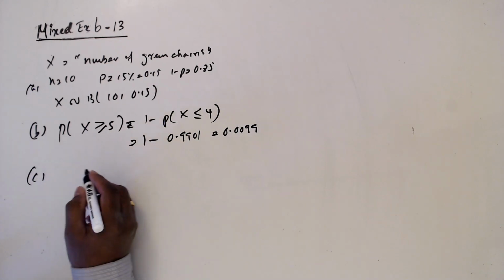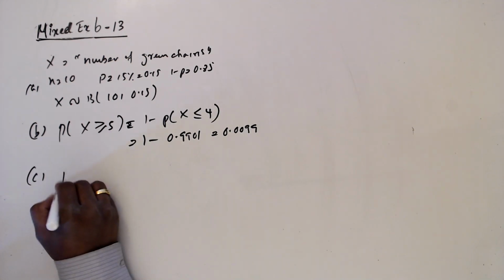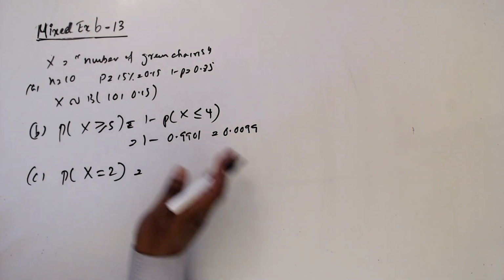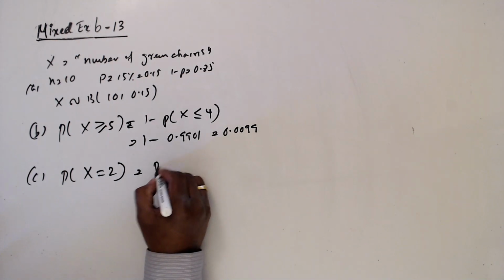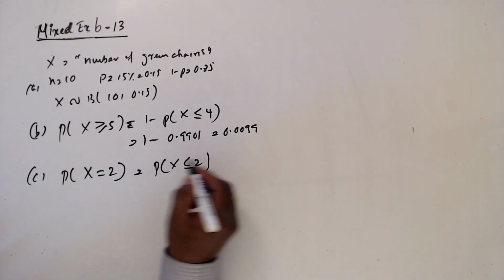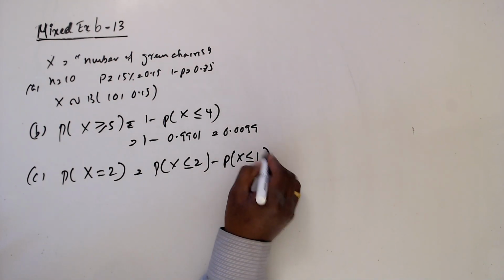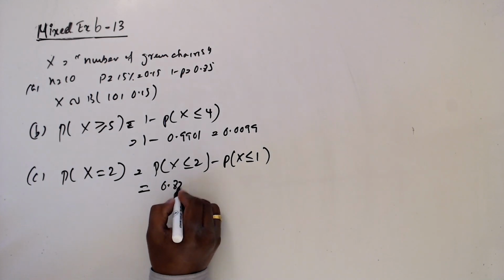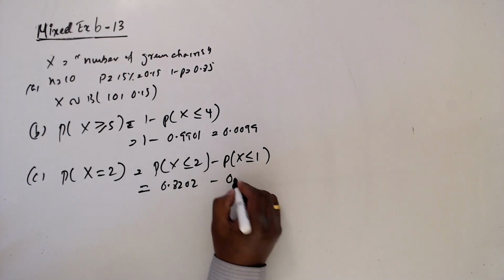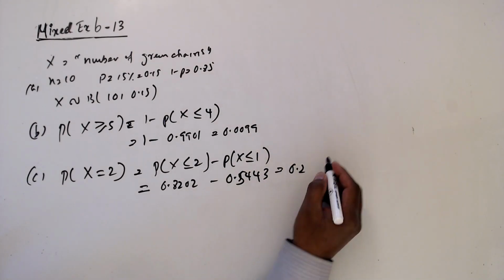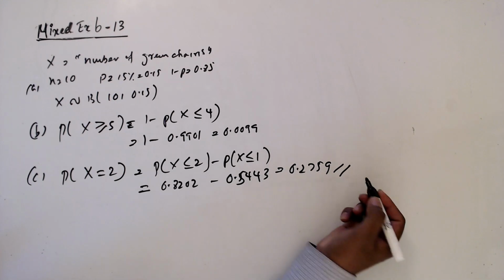And part C, find the probability that exactly 2 green jars in the sample. So probability of exactly 2 green jars you can calculate from the calculator or from the cumulative distribution. Probability of x less than or equal to 2 minus probability of less than or equal to 1, 0.8202 minus 0.5443. So this is 0.2759.